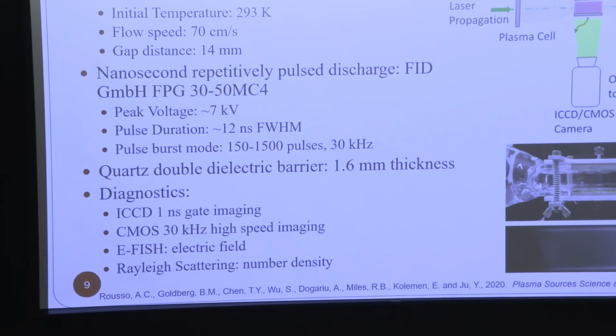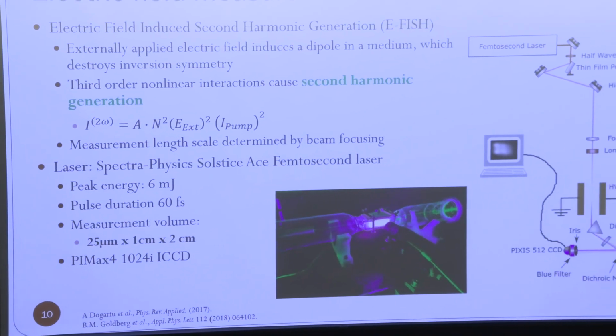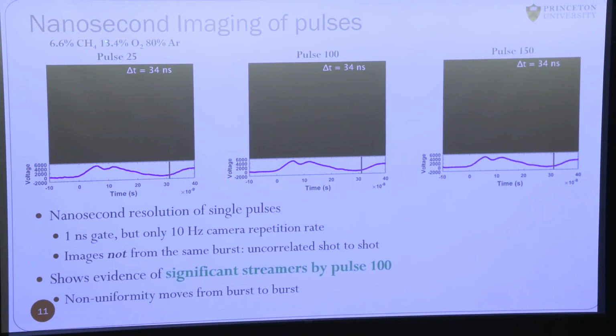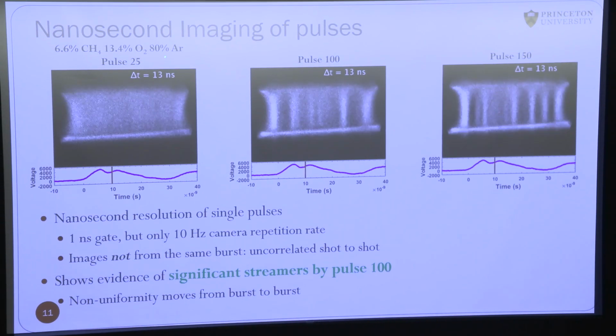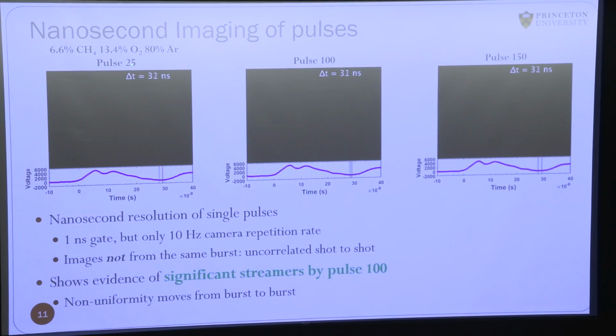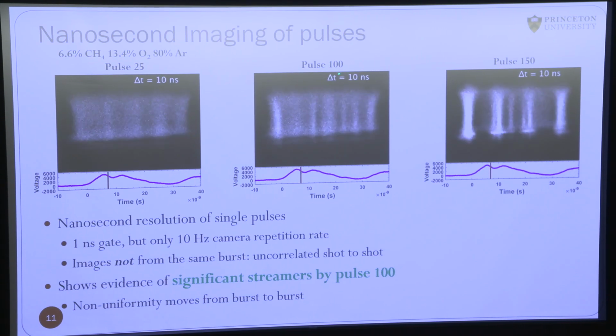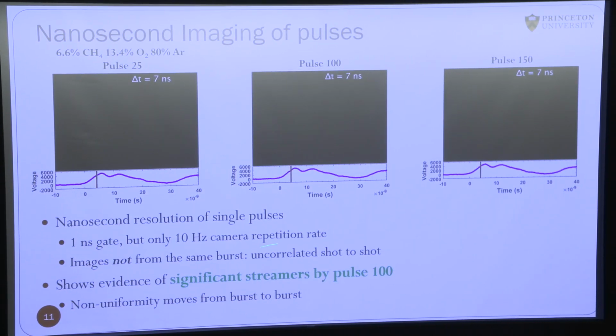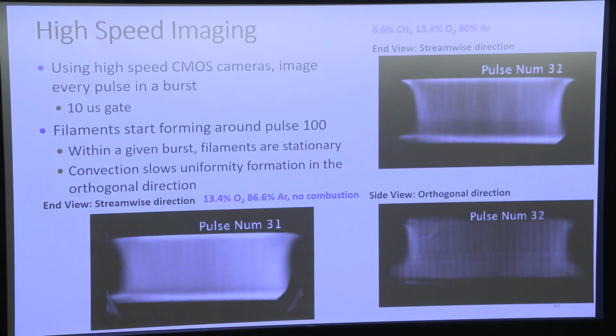So this is where the student wanted to do E-FISH, and they wanted to put in some kind of measurement, and we put methane, oxygen, and argon. You can see there's pulse number 25 and pulse 100. You start to see the instability develop experimentally, and this is Eric Russo. Right now he's a program manager at Lawrence Livermore, in charge of multi-million dollars per year now. So this is very exciting when I see this happening in the lab.